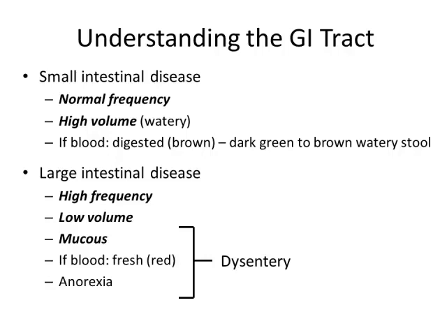The first thing I thought I'd do, though, is step back a little bit and have you understand the GI tract from a clinical perspective, because I think we forget this a lot of the time. And you can really hone in on where the disease is if you take a little bit of extra time and actually look at what's going on. So for instance, remember back in vet school, we learned that small intestinal disease was generally normal frequency, but relatively high volume. The difference with large intestine is high frequency, but low volume.